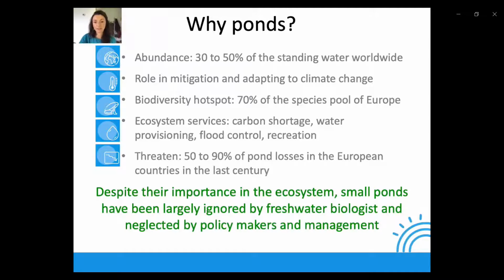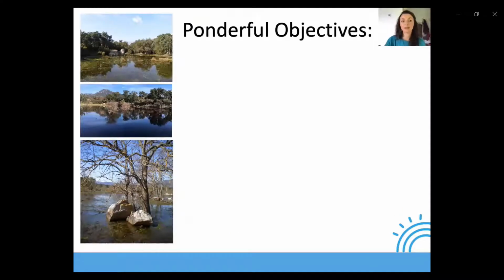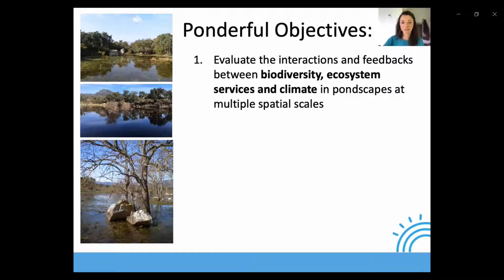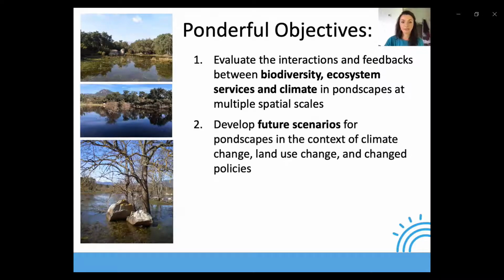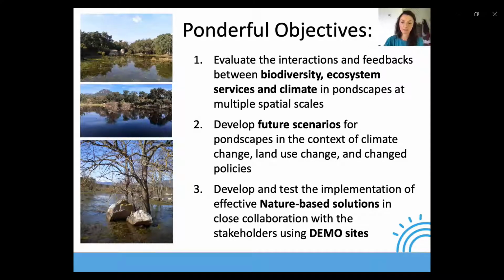Despite their importance in the ecosystem, small ponds have been largely ignored by freshwater biologists and neglected by policymakers and management. With this, the 3 main objectives of Ponderful, which I will explain later in a bit more detail, are: evaluate the interaction and feedbacks between biodiversity, ecosystem services, and climate change; develop future scenarios for pondscapes in the context of climate change, land use, and changes in policies; and develop and test the implementation of effective nature-based solutions in collaboration with the stakeholders and using demo sites.